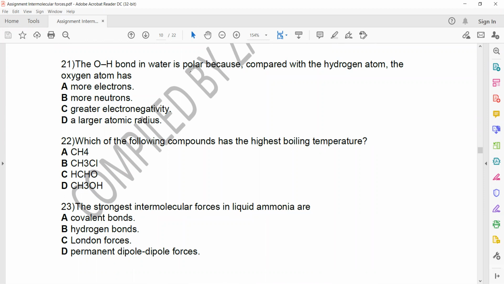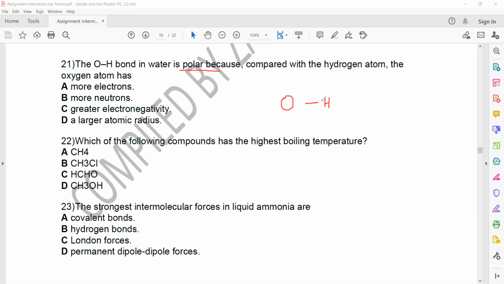the OH bond in water is polar because, compared to the hydrogen atom, the oxygen atom has greater electronegativity. Why are the bonds polar? The bond polarity depends on the electronegativity, and the definition of electronegativity is the tendency to attract the shared pair of electrons. So if an element has a higher electronegativity, then the polarity of the bond will increase.